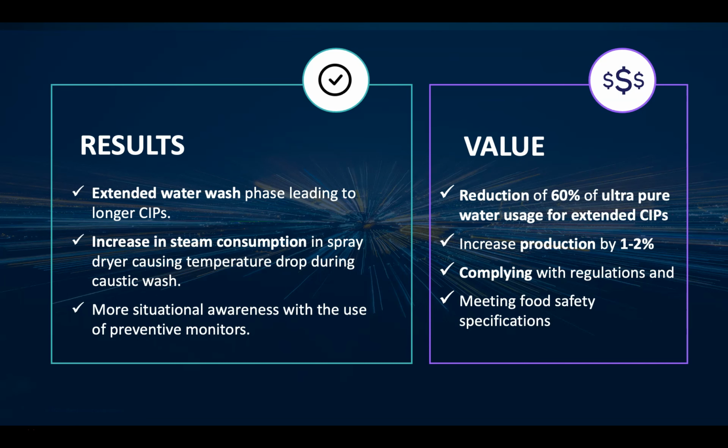To summarize, during this demo, we were able to address two different challenges. The first one has to do with having extended CIPs due to the continuous operation of the last water wash of the CIP. Something that, when eliminated, allowed us to reduce consumption of ultra pure water for those CIPs by up to 60%. Additionally, we were able to determine the root cause for having failed CIPs due to an abrupt increase in steam consumption in another part of the plant. This particular issue, when fixed, led to a production increase of 1 to 2%.